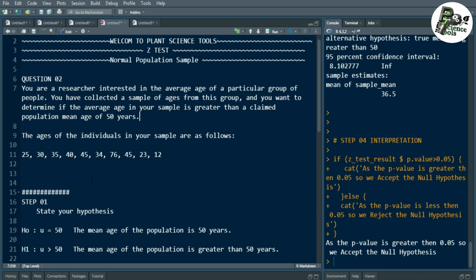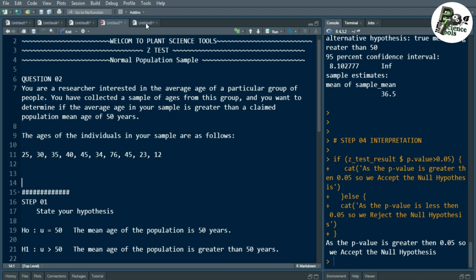These are the ages of the individuals in our sample, which comprises these 10 values. Next we move towards our first step, which is to formulate the hypothesis. This is our null hypothesis: mu is equal to 50, meaning the mean age of the population is 50 years. In the alternate hypothesis, mu is greater than 50 years, meaning the mean age of the population is greater than 50 years. This alternate hypothesis depends totally on the line that the mean is greater than a claimed population mean age of 50 years. So this is our first step.